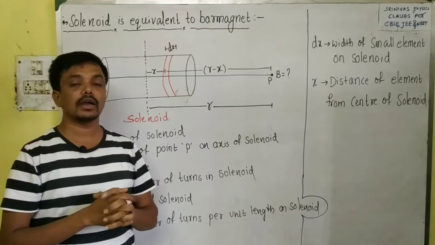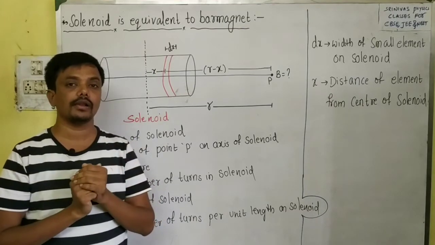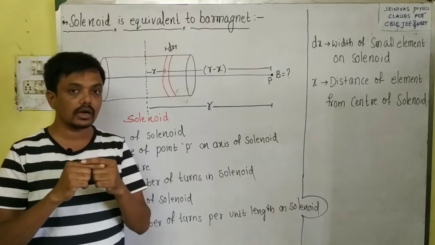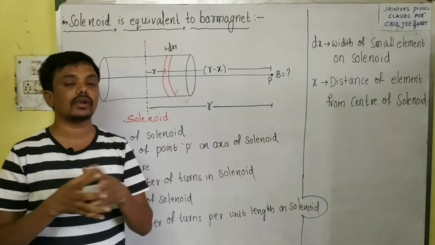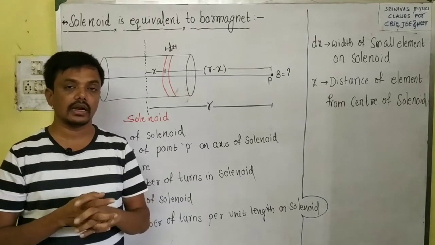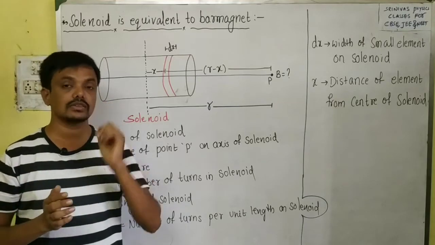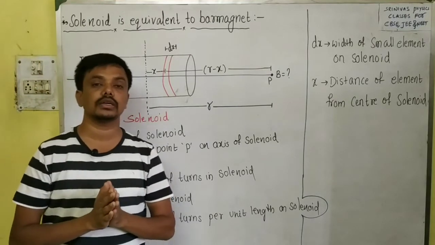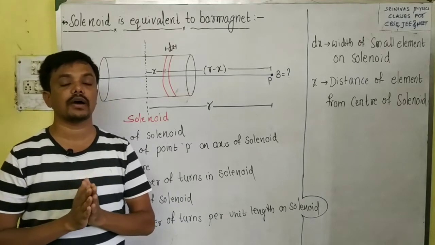When the current passes through the coil that is wound over the hollow cylinder, at that moment it will act as a magnet, and one side it will act as north pole and the other side it will act as south pole. Then I am going to show that current carrying solenoid is equivalent to bar magnet.